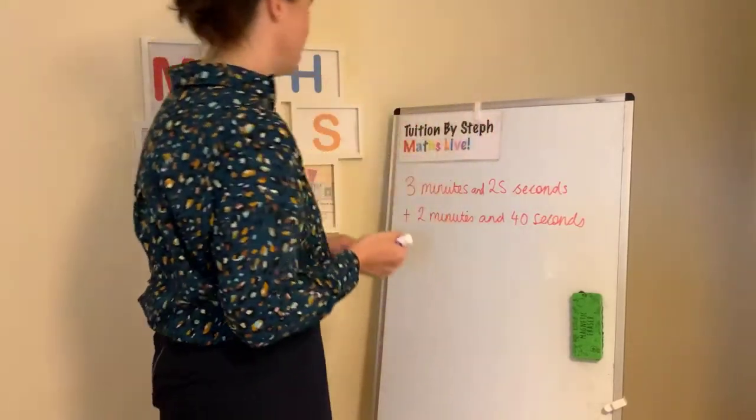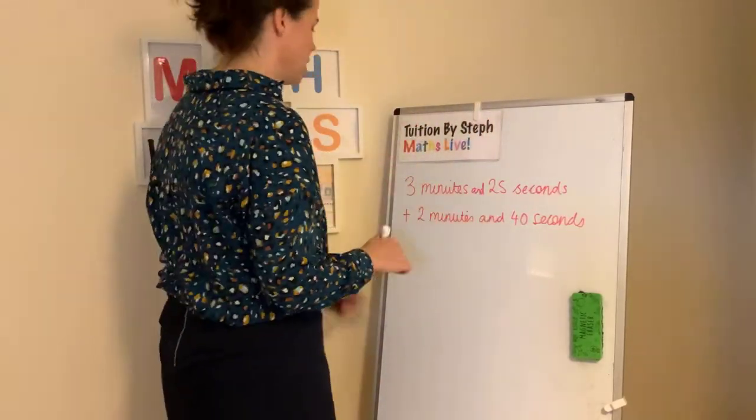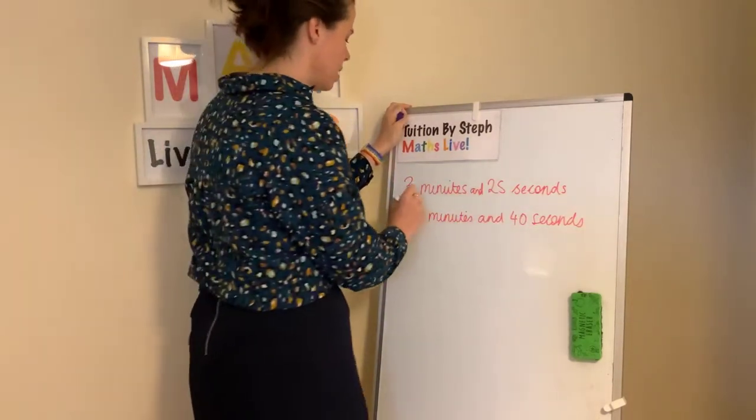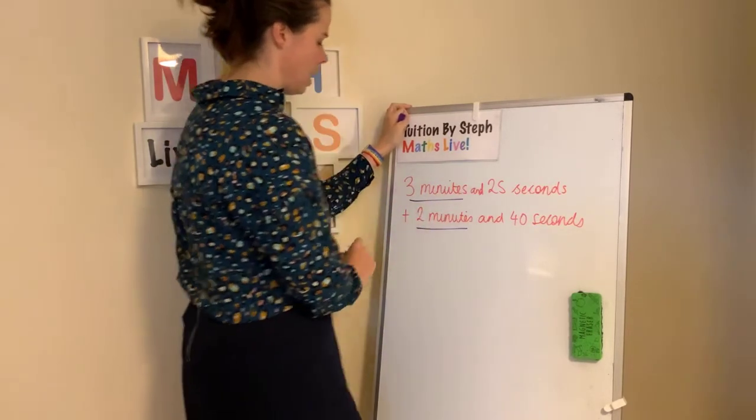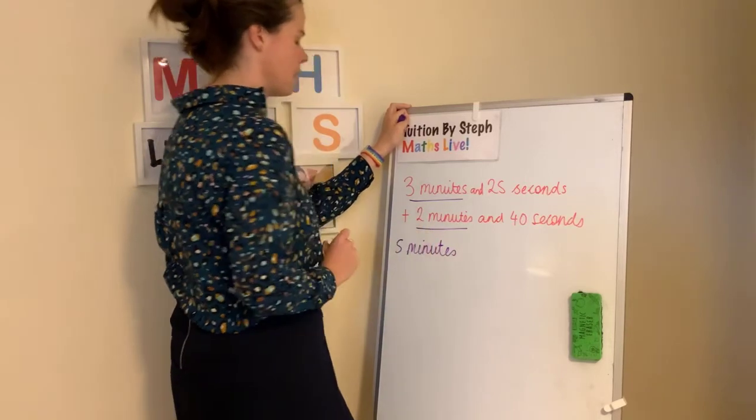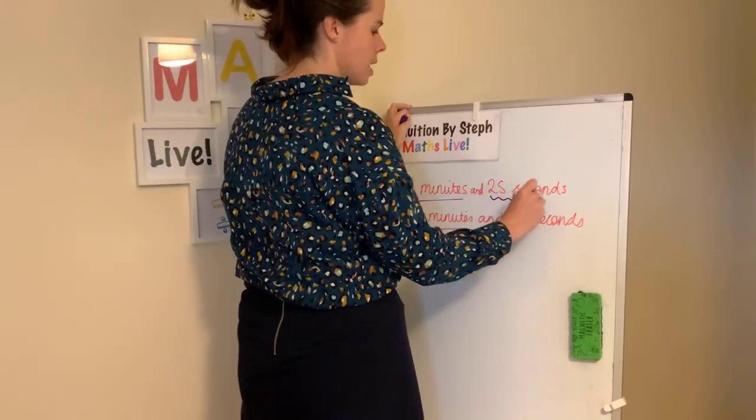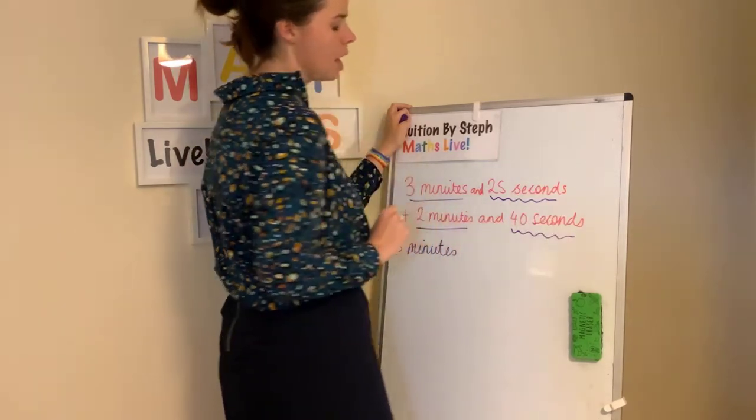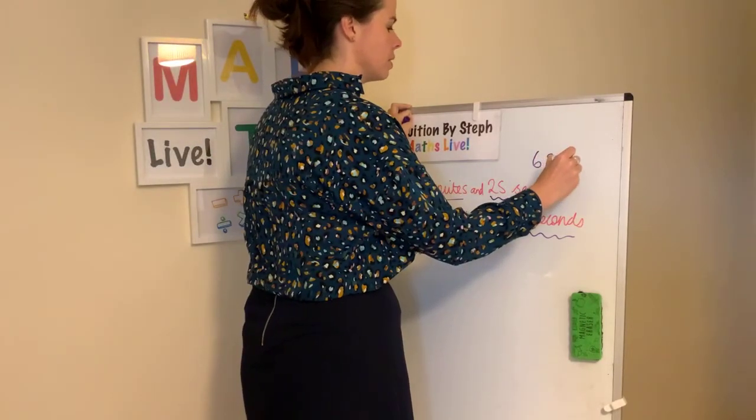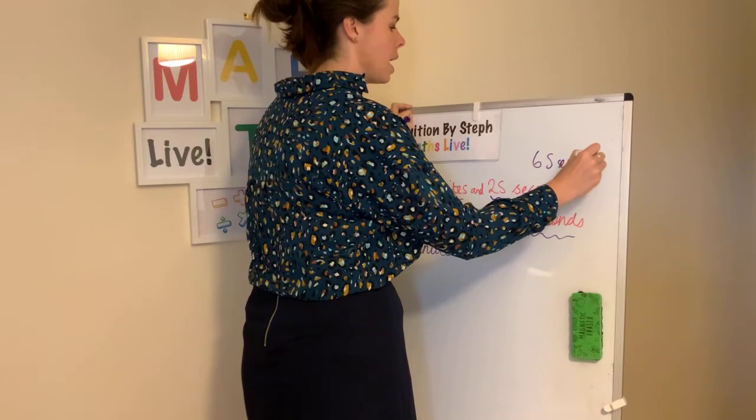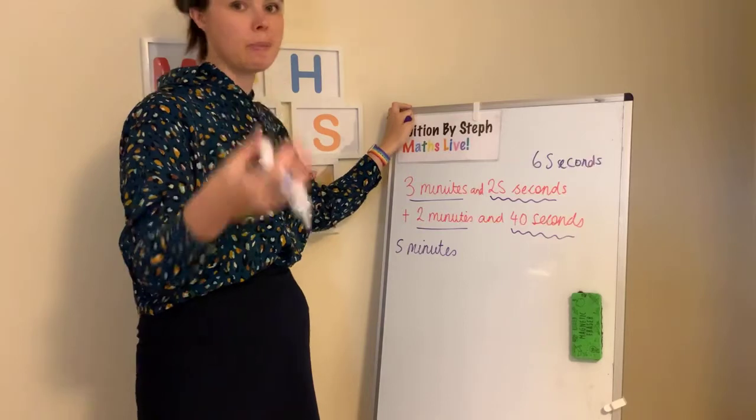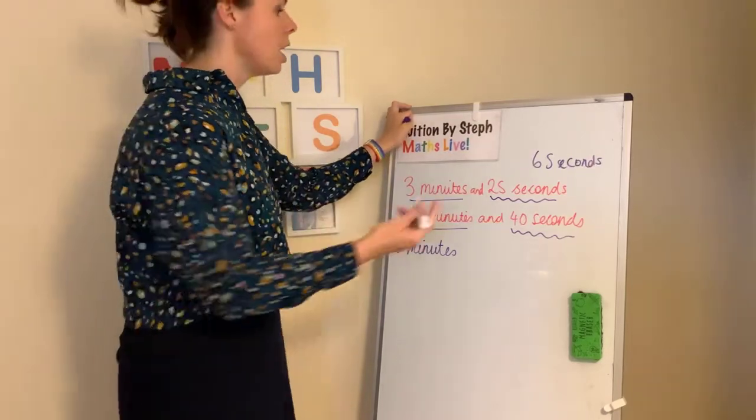So to do a question like this, we've got both the minutes and seconds. So first of all, and it doesn't actually matter which way you do this, okay? I could start by adding the minutes, and that will give me 5 minutes at the moment. Because then when I add the seconds, 25 plus 40 is 65 seconds. Ooh. And as we've seen from the starter challenge, that takes us over a minute because there's 60 seconds in a minute.